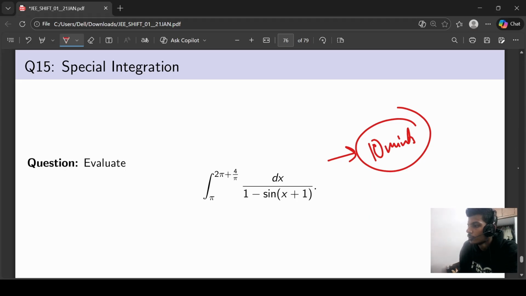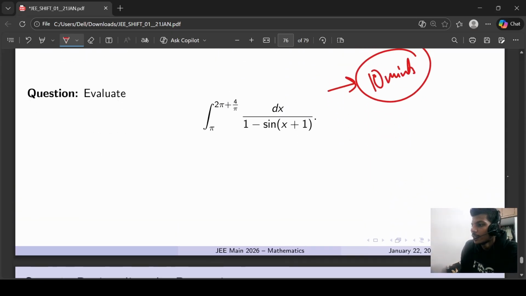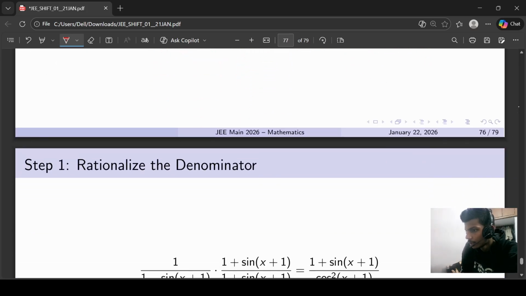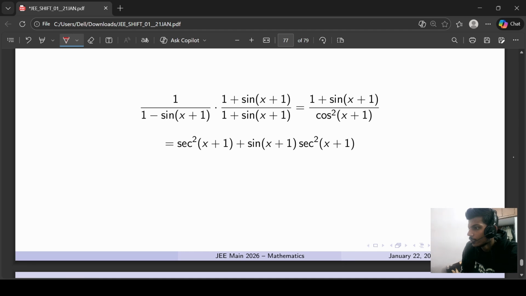Okay, so in such type of question, first thing is we can see that limit is there, and we have an integration part. So if I was in your place, first I will do this. Second, I will look at the integration. In the integration part we have 1 upon 1 minus sine of x plus 1.